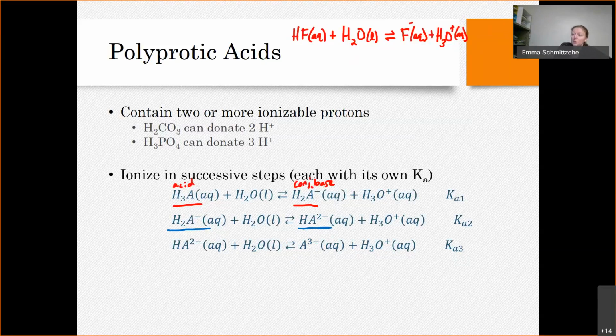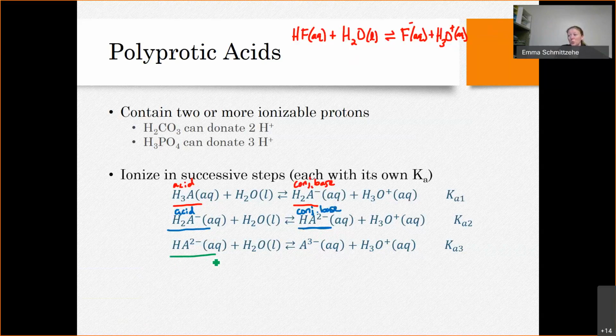In that particular reaction, the H2A- is behaving as an acid, forming a new conjugate base. And then you can look at that third one, and basically it's the same type of thing. That conjugate base that has now been formed still has a proton that it can give up.